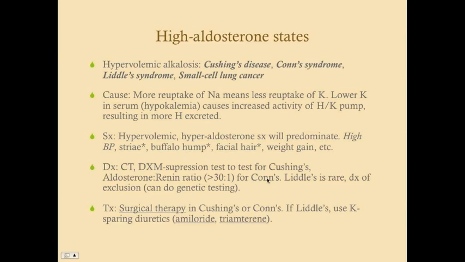Cushing's, you're going to suspect based on the striae, buffalo hump, and facial hair. That's very, very stereotypic of Cushing's, and also a very rapid weight gain. For Cushing's diagnosis, you do a dexamethasone suppression test, and getting a CT can also be useful because it can sometimes help you find a tumor if there is one. But definitely get your dexamethasone suppression test for Cushing's. That will help you make the definitive diagnosis.